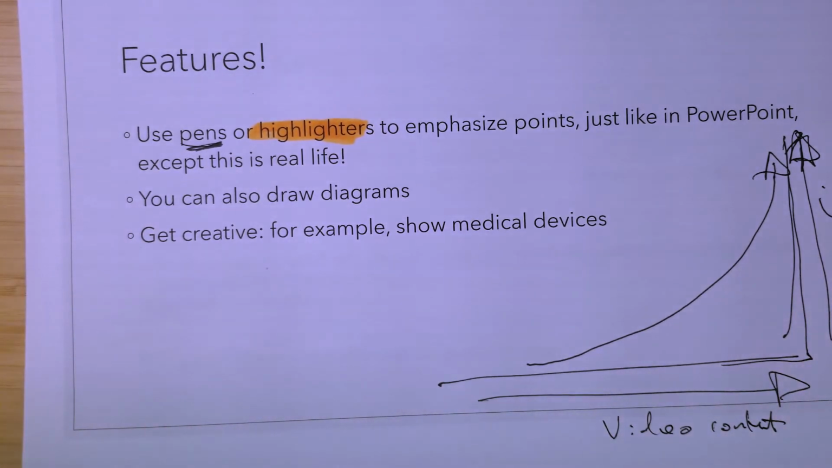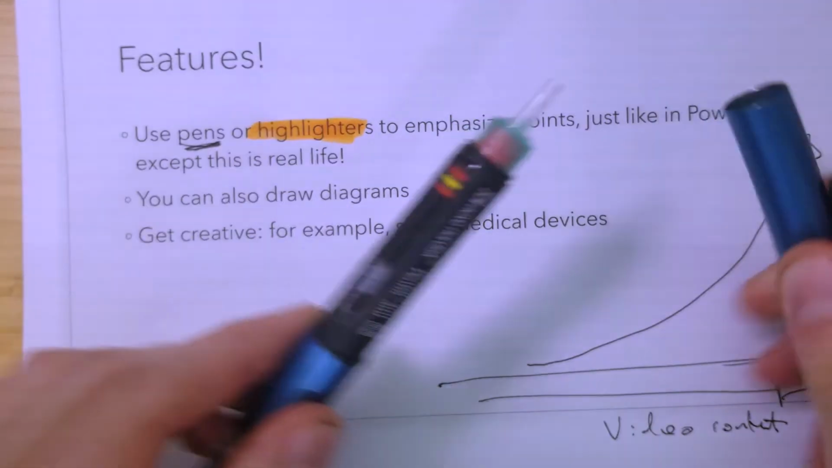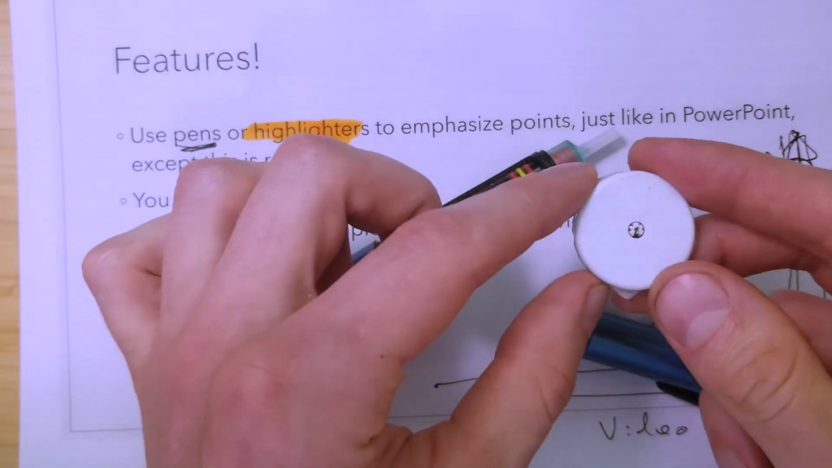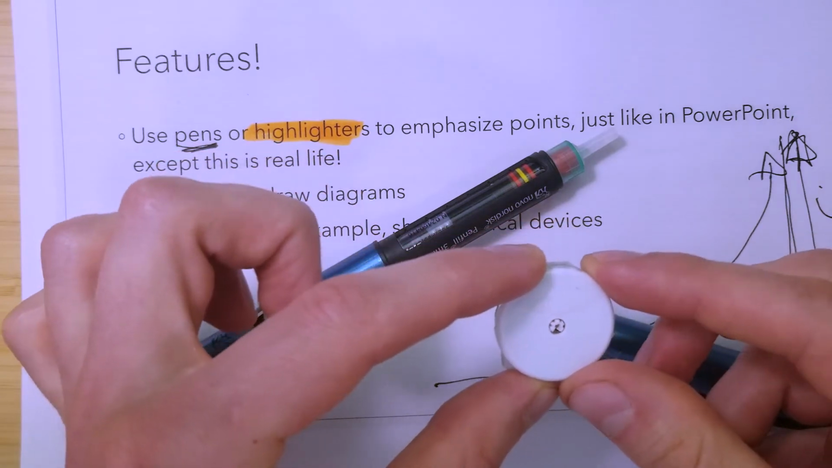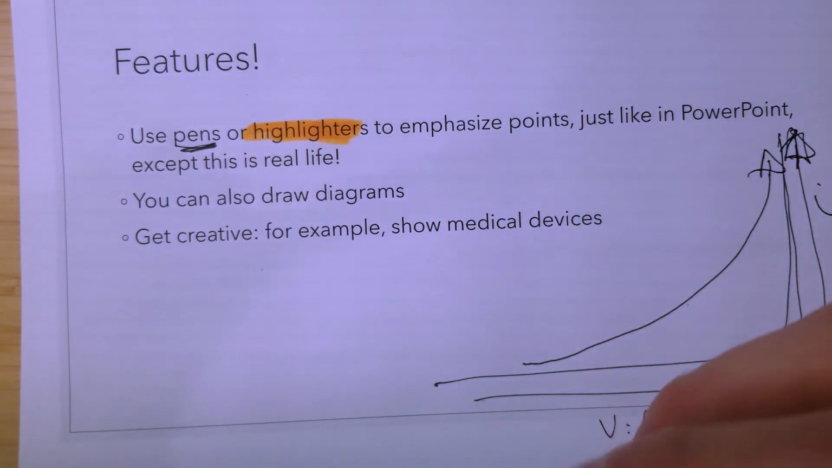You could also get creative with it. For example, maybe you're giving a lecture on diabetes. You could be like, hey, here's an insulin pen. This is what it looks like. And here's what a constant glucose monitor looks like. So those are just some ideas of the possibilities with this type of a video.